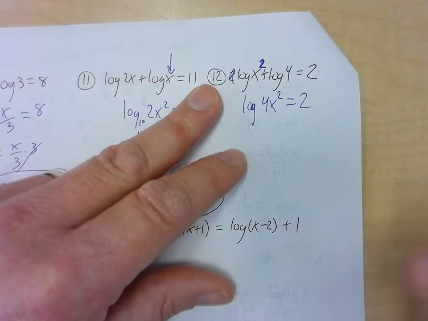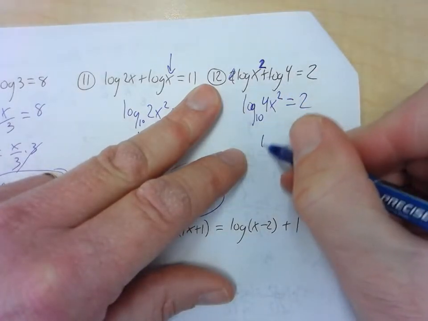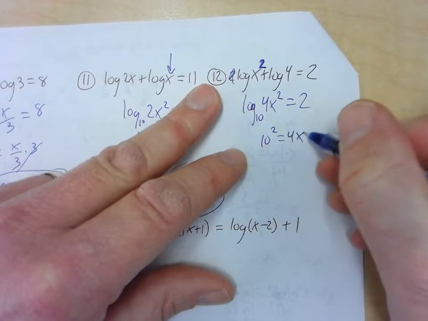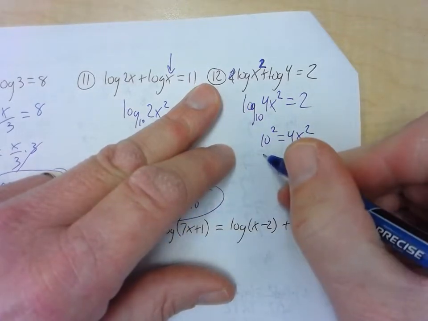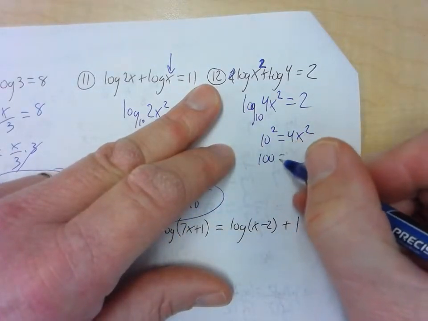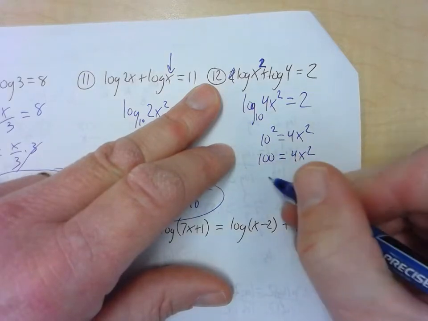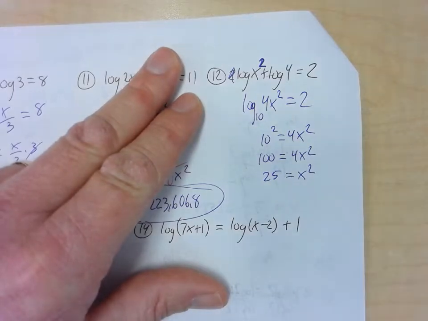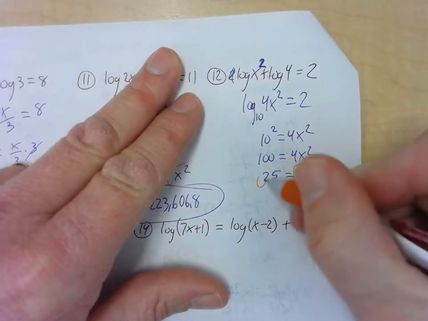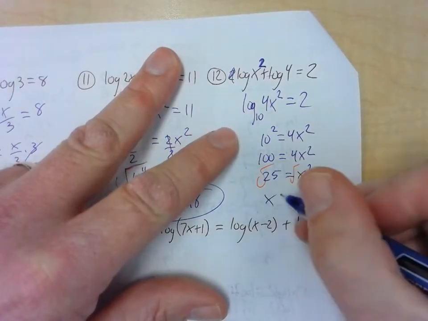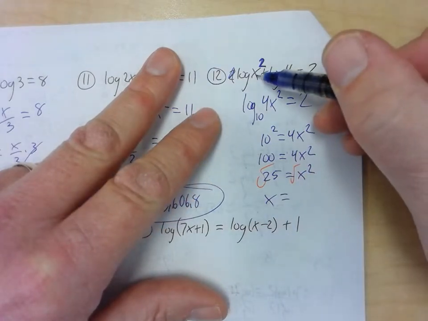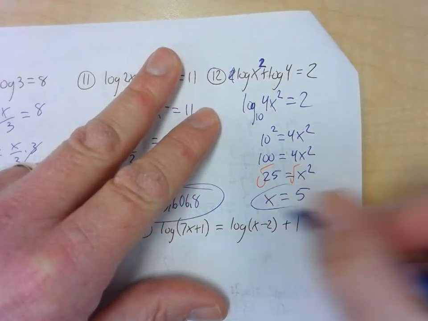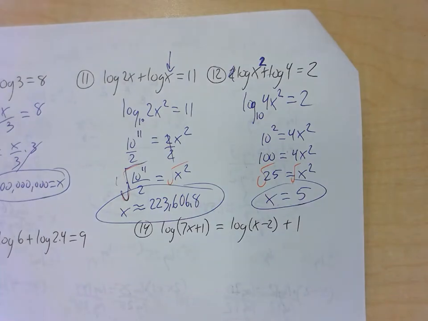The base is 10, so it's 10 squared is equal to 4x squared. That's 100 is equal to 4x squared. Divide by 4, that'd be 25. Take the square root. And again, when you take the square root here, you would get plus or minus 5 normally, but you can't take the log of the negative number, so the answer is just 5, not negative 5.